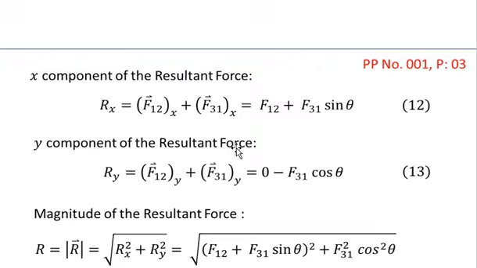Similarly, the y component of the resultant force is given by Ry, which is equal to the y component of the force F12 plus the y component of the force F31. Substituting their values from equation number 10 and 11 respectively, I get 0 minus F31 cos of theta.